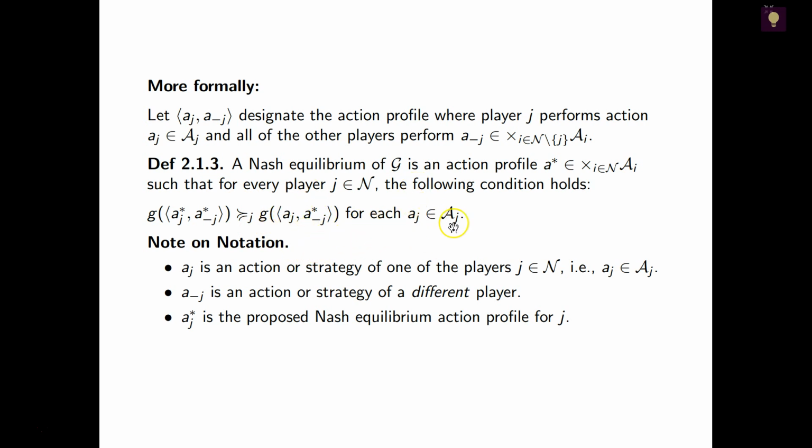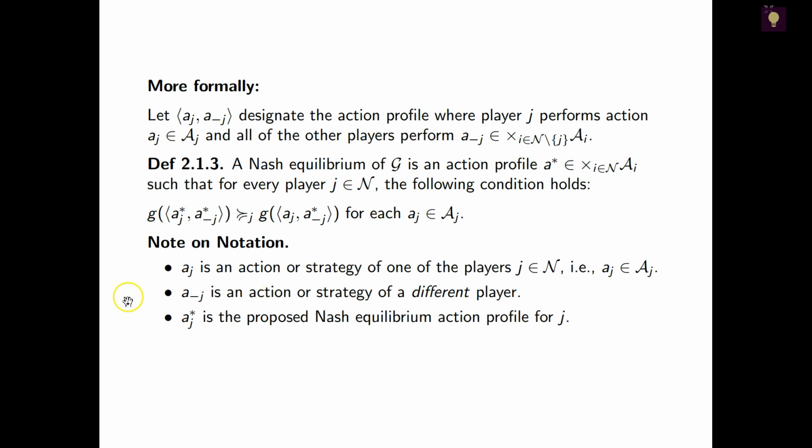For each AJ in the set of actions, in the set of action profiles. So this is saying that the action profile A star J is at least as preferred as any other action profile, or gives us outcomes that are at least as preferred as any other action profile, given that all of the other players are playing the strategy A star not J, or the strategy that we've set, that we expect them to play.